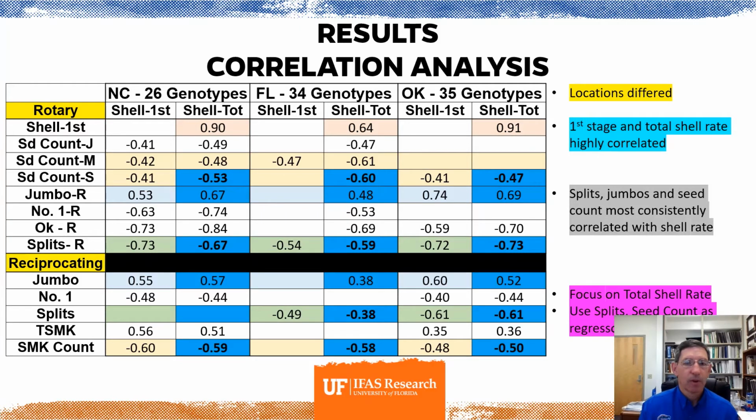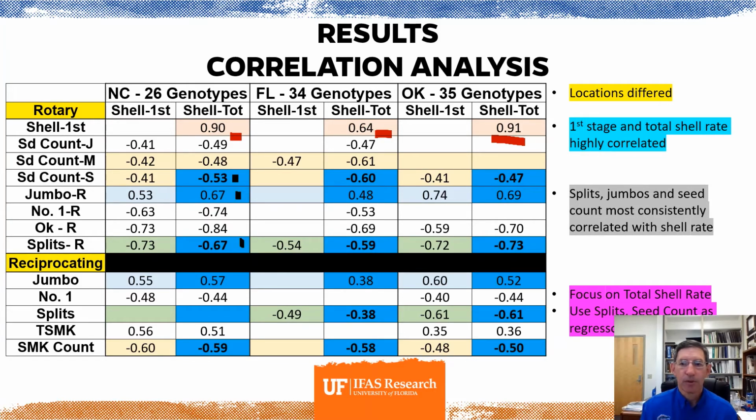The interesting thing was that there was less predictability, less correlation between these various grade factors and the first stage shelling, especially in the Florida location and the Oklahoma location, but more correlation between those factors and the total shelling. I've highlighted in blue here all the areas that were most consistently correlated across locations with total shelling rate. So first of all, locations differed, and also the first stage shelling rate was highly correlated with each other, from 0.64 to 0.9, so they are very similar characteristics that we're measuring here.